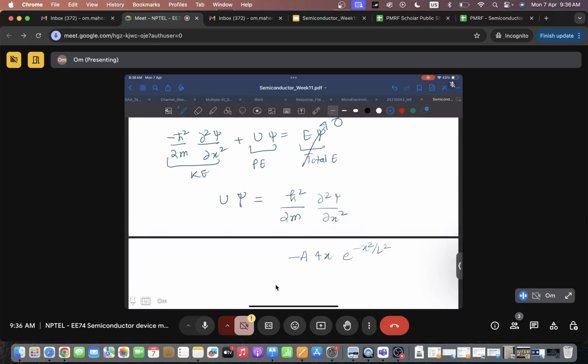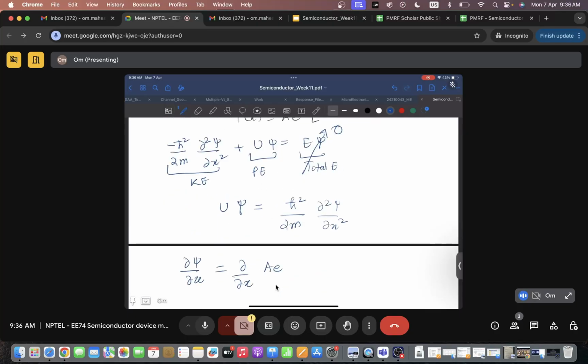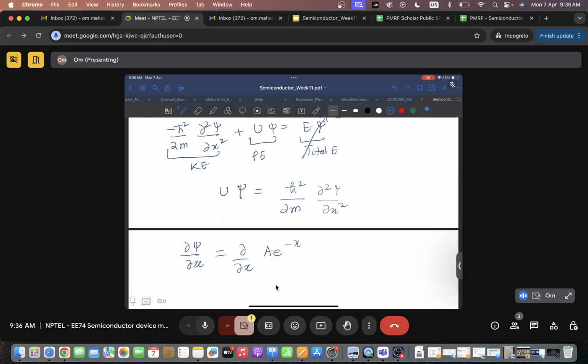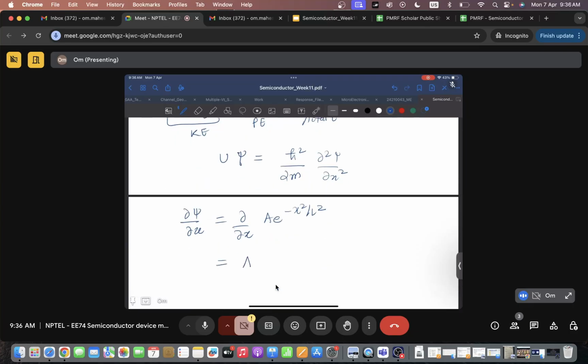Okay, let me solve this. I'll need to solve it also. So first let's solve what is d psi by dx, right? Which is del by del x of a e to power minus x square by L square. So a I can take outside.